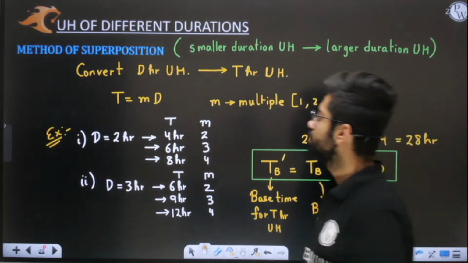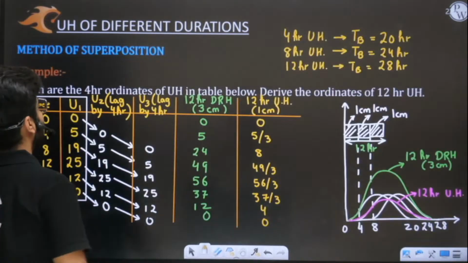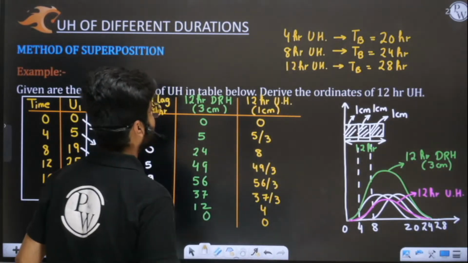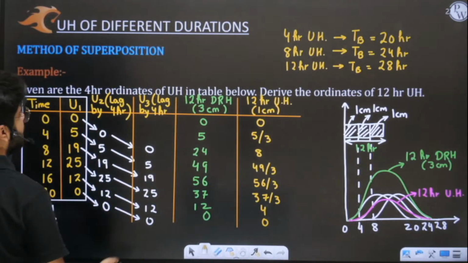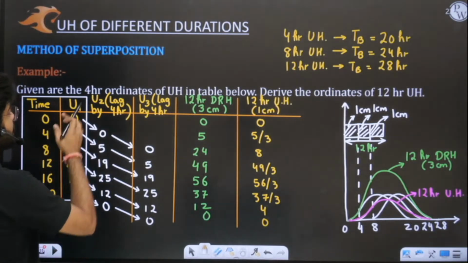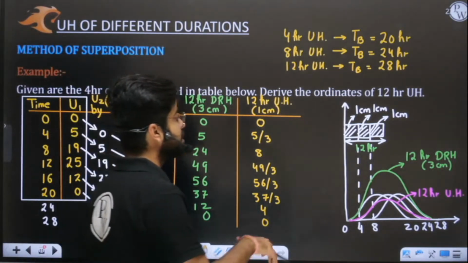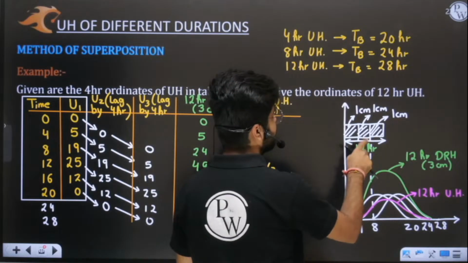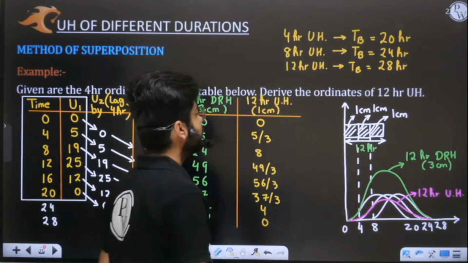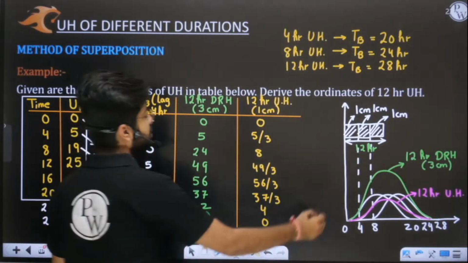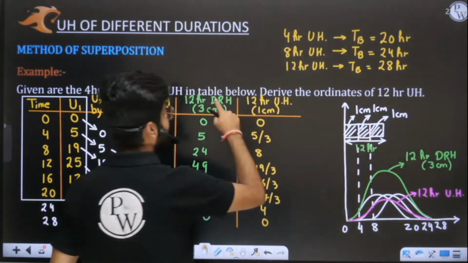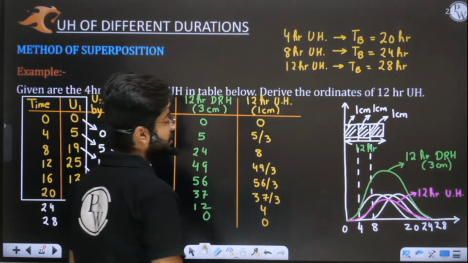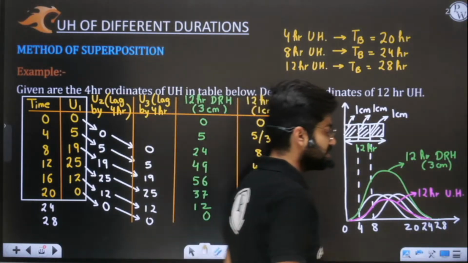So this we have discussed yesterday. I gave you the example of a 4 hour unit hydrograph and how we will convert it into 12 hour. We will lag it 3 times, to make this 4 hour rainfall into 12 hours. That's why the DRH which I will obtain will be of 12 hour, and total rainfall will be 3 centimeter. At last I will divide the values by 3 to get the unit hydrograph of 12 hour.